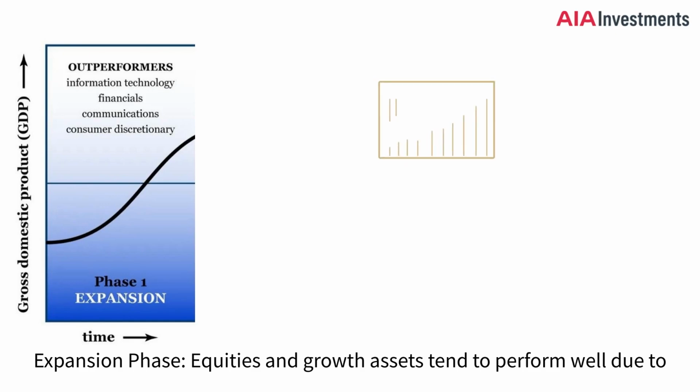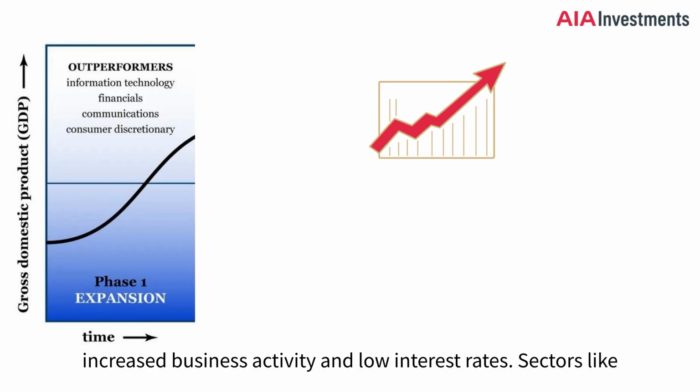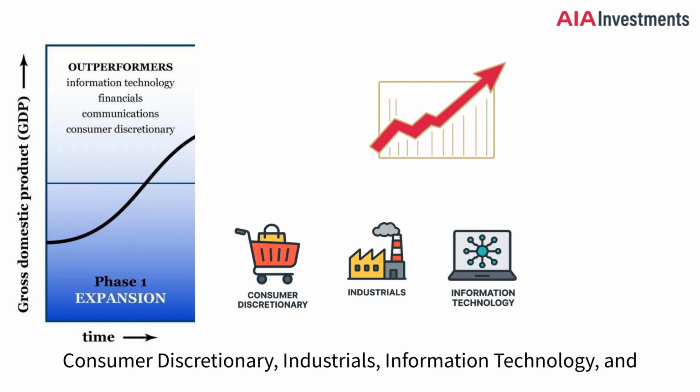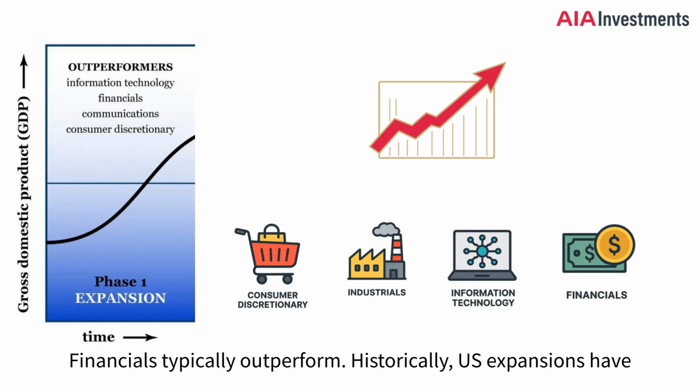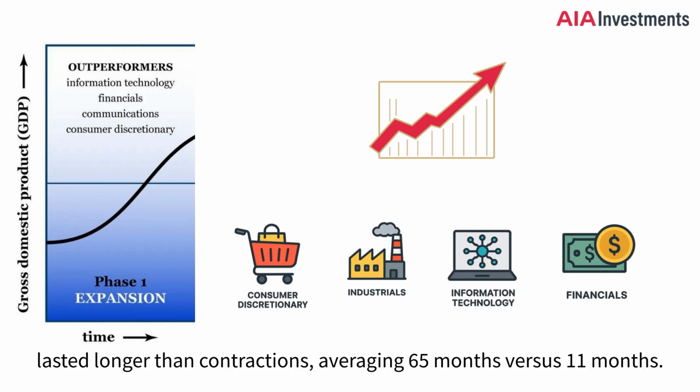Expansion phase. Equities and growth assets tend to perform well due to increased business activity and low interest rates. Sectors like consumer discretionary, industrials, information technology, and financials typically outperform. Historically, US expansions have lasted longer than contractions, averaging 65 months versus 11 months.